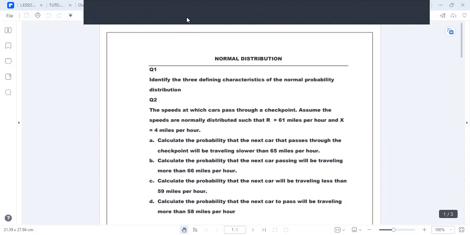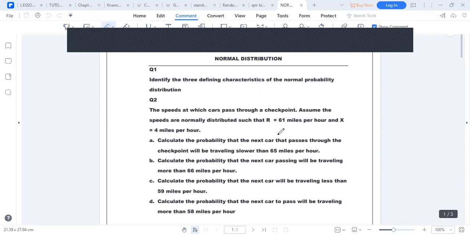So this is our mean, 61 miles per hour, and the standard deviation is what? 4 miles per hour. So what is the probability that it will be slower than 65 miles per hour? What do we do?